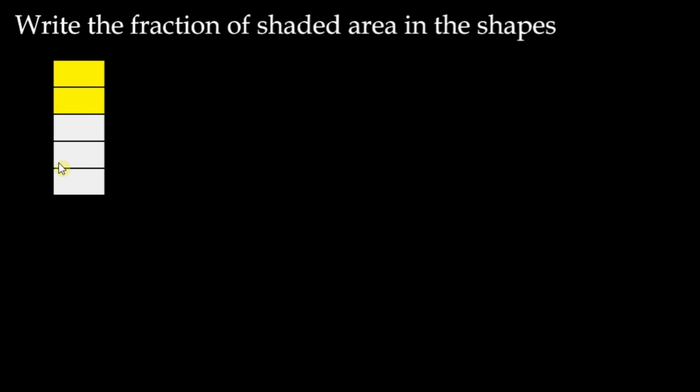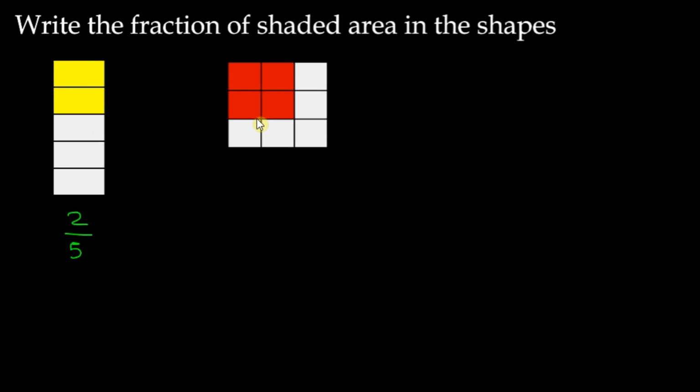Therefore we will write the fraction as 2 over 5, where 2 shows the number of parts which are colored in yellow and 5 shows the total number of equal parts. Let's see one more example. Now here, a square is divided into 9 equal parts, and 4 parts out of 9 equal parts are colored in red. So we will write the fraction as 4 over 9, where 4 shows the number of parts which are colored in red and 9 shows the total number of equal parts.